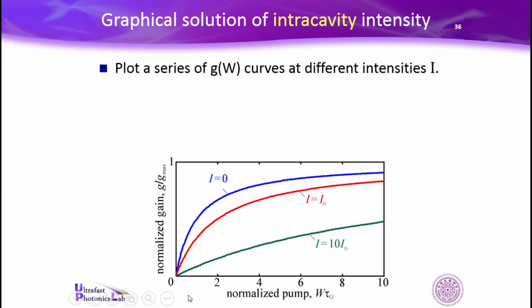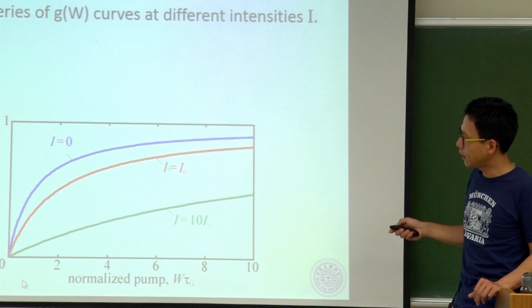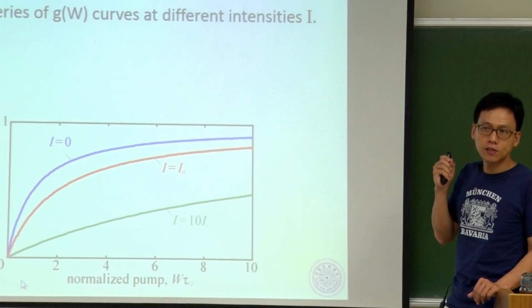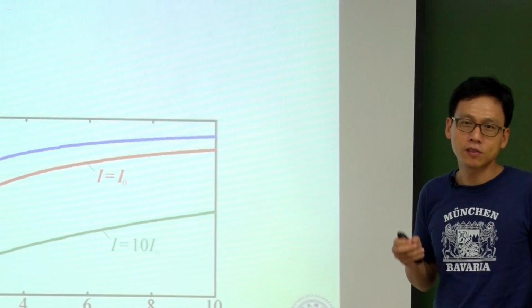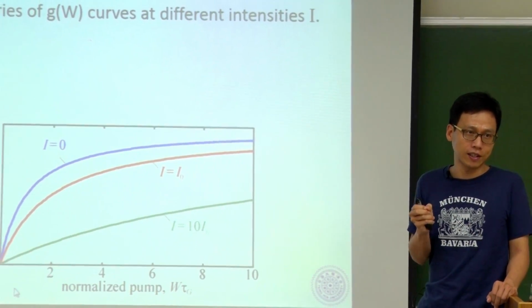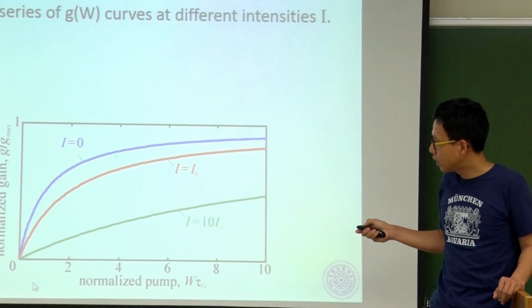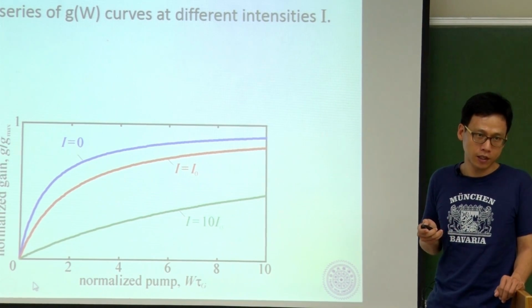Like when there is no light, no lasing, your gain curve is the blue one, which you have seen before, right? The small signal gain curve. When you have light intensity, like I equals I0, you got the red curve, which is the saturated gain curve, lower than the blue one, right? Because now you have light in steady state. The gain is smaller. So the red curve is shorter or lower than the blue one, the small signal gain curve.